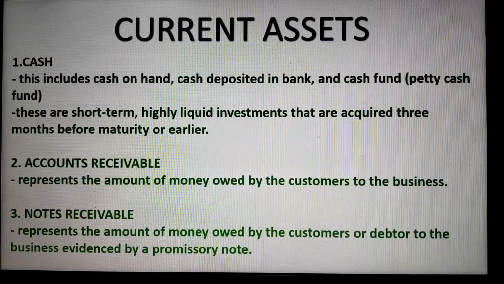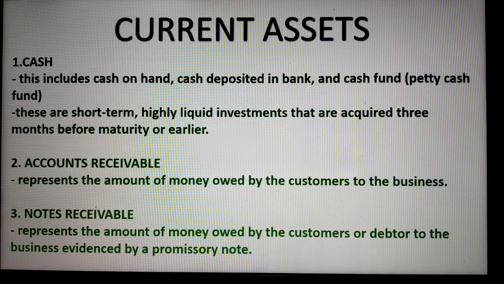So first, we will tackle current assets. The first current asset is cash. Cash includes cash on hand, cash deposits in bank, and cash fund or what we call petty cash fund. Cash also includes short-term, highly liquid investments that are acquired 3 months before maturity or earlier.